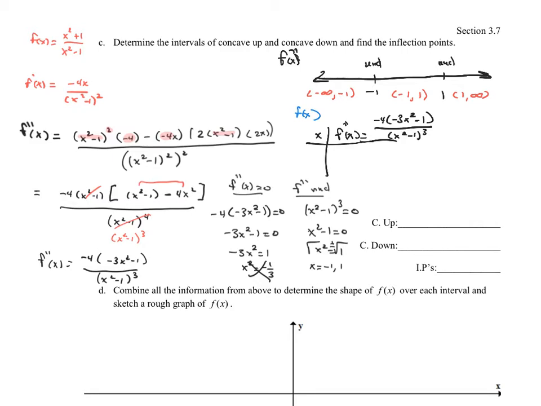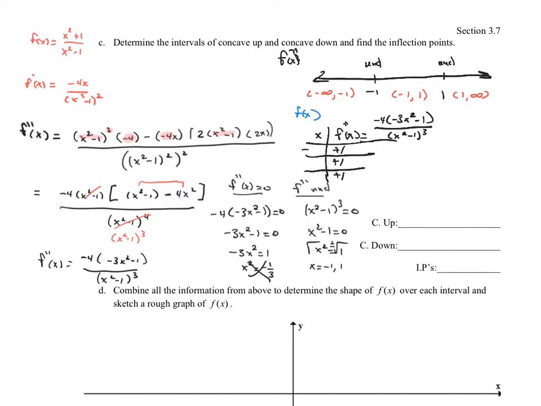I can give this a little thought. I know x squared is always positive, so negative 3 times x squared is always going to be negative, minus 1 is negative, times negative 4 has to be positive. So truly, no matter what I pick, I know that my numerator is always going to be positive. That's not the case with the denominator because it's raised to a third power, so I don't know it is, so I do need to test these intervals.